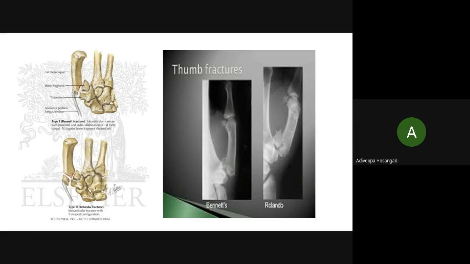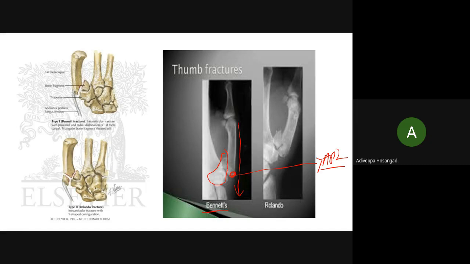What is important is Bennett's. It is only a fracture here. This part stays as it is, but the entire metacarpal bone is pulled proximally. Why it so happens is there is attachment of abductor pollicis longus. You should remember this. Move your thumb wherever you are sitting while reading. You move this abduction, you can feel.